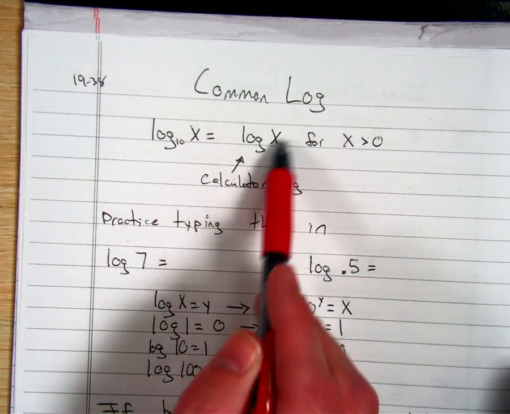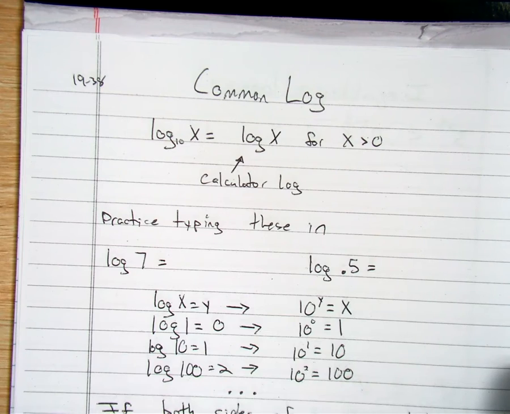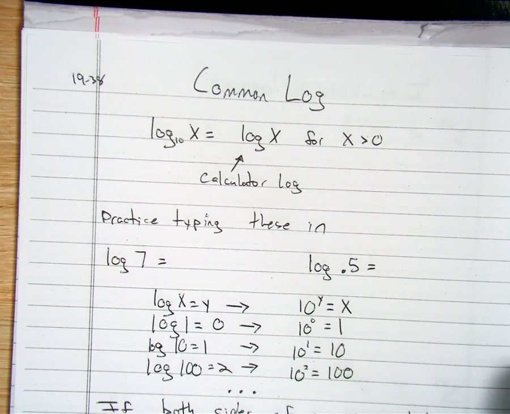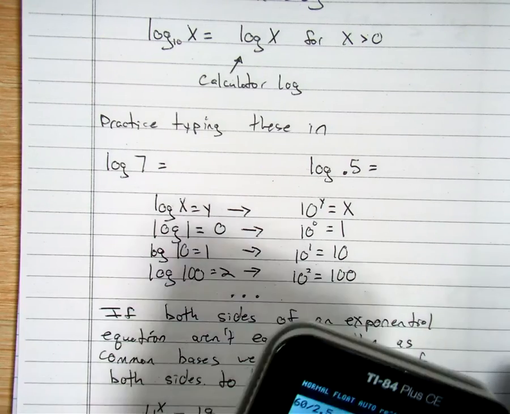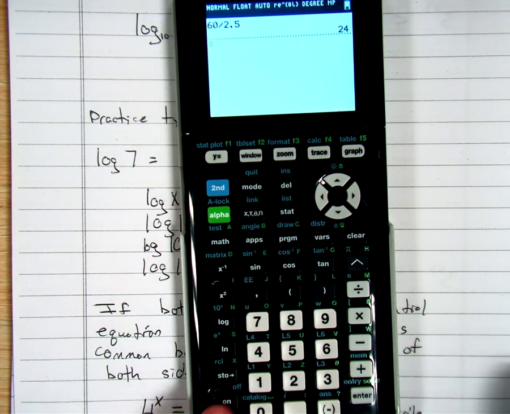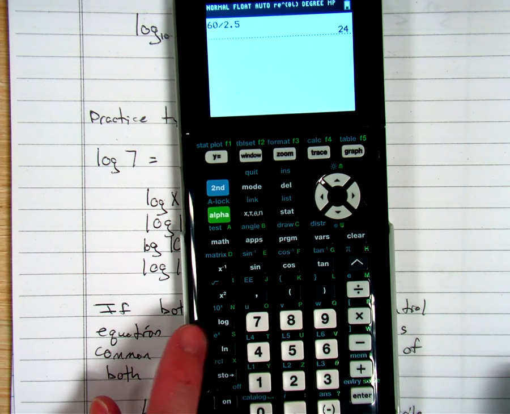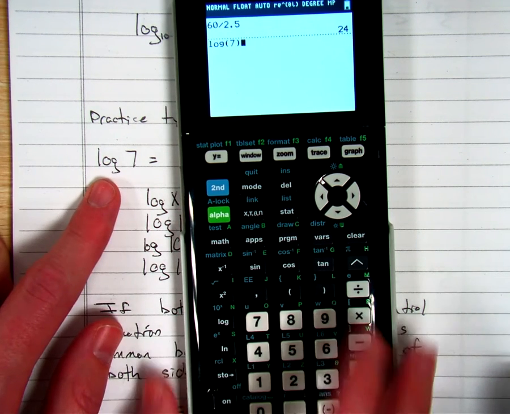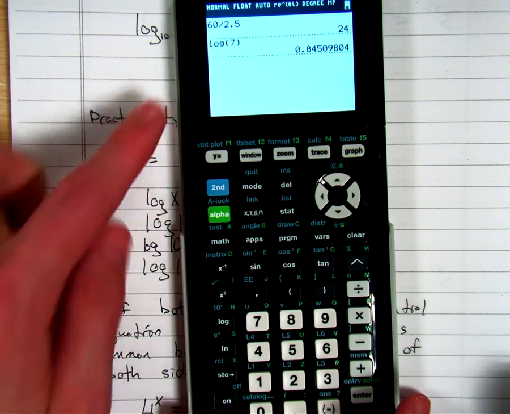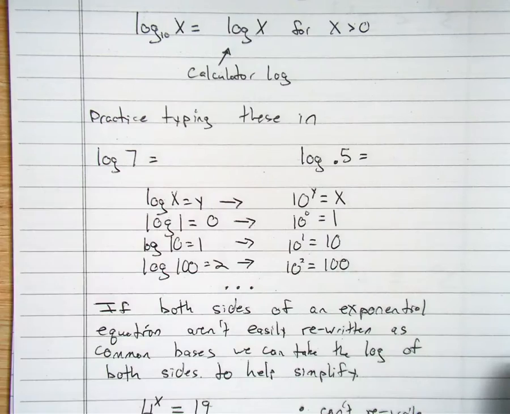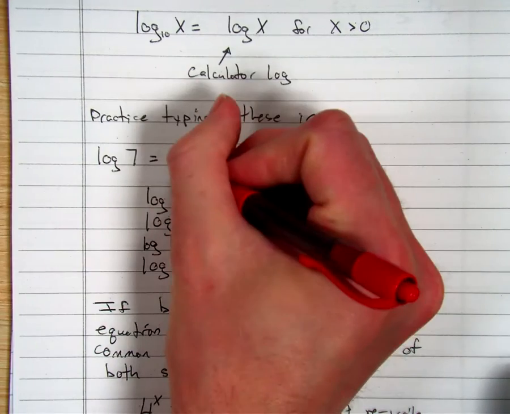Remember that this part needs to stay positive, needs to stay above 0. Alright, so practice typing these in. Log of 7, or common log of 7. We're going to find the log button on our calculator down here. LOG, log of 7. Make sure you close those parentheses. 0.845. We'll round that to 0.8451.